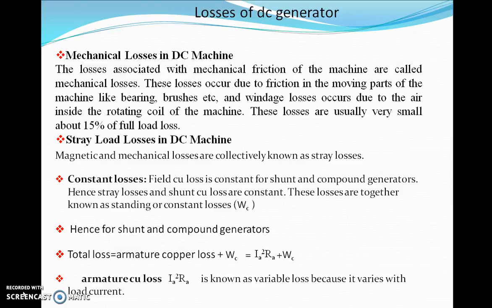So, for shunt and compound generators, the total loss is variable losses plus constant losses, where the variable loss is the armature copper loss because it varies with the load current. So, the total loss of a DC machine is constant losses plus variable losses.